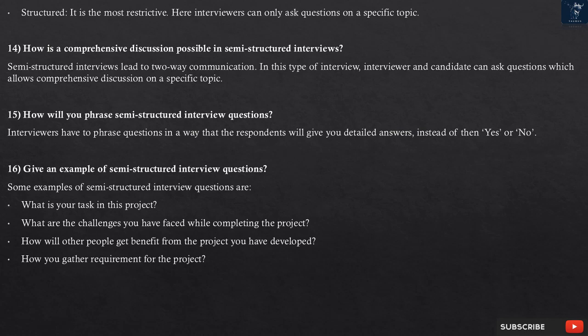16. Give an example of semi-structured interview questions. Some examples of semi-structured interview questions are: What is your task in this project? What are the challenges you have faced while completing the project? How will other people benefit from the project you have developed? How did you gather requirements for the project?